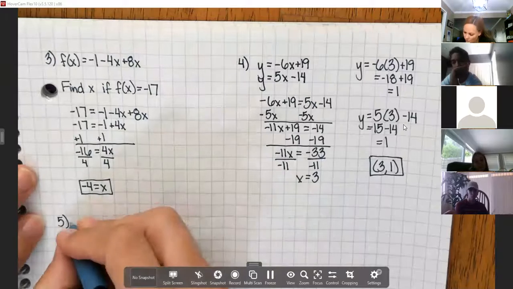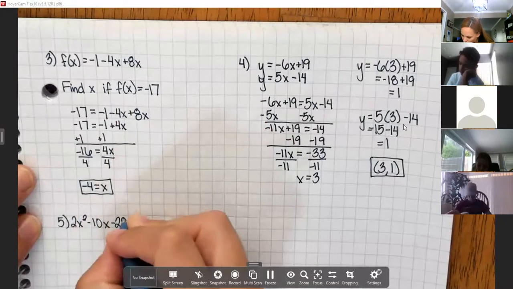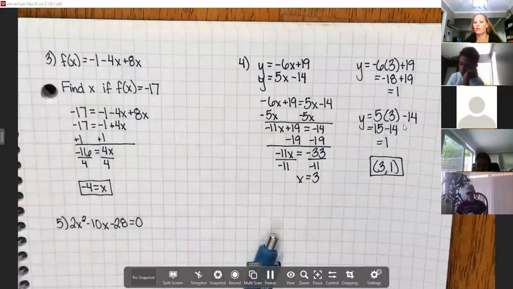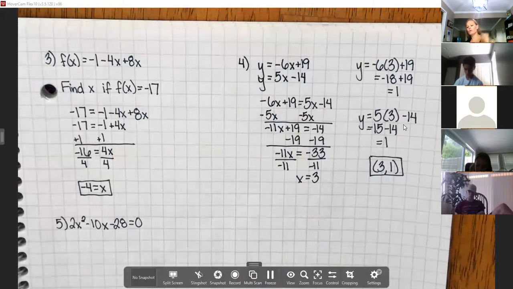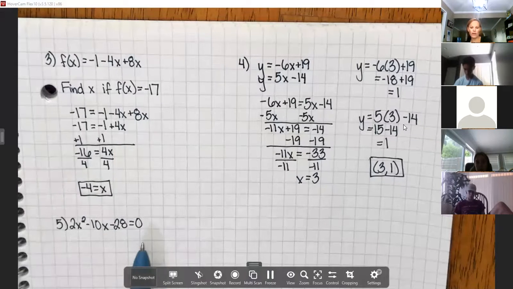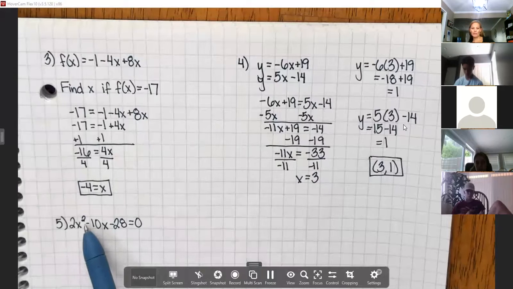Let me get down number 5. 2x squared minus 10x minus 28 equals 0. And it just says solve each equation. So again, just says solve the equation. Here we have a quadratic equation, which hopefully you recognize because it has an x squared in it. Anytime x squared or a squared is your highest variable, it's a quadratic.